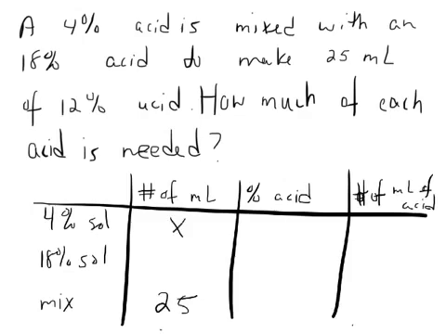X for sure, and not Y. And 25 minus X, because the whole thing is 25 milliliters. Whatever the first one is, subtract that from 25, you get how much is left of the second one. At this point in time, we list our acids as decimals. What are the three decimals, Jared? 0.04, 0.18, and the last one is 0.25.